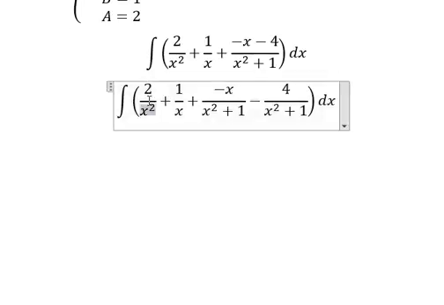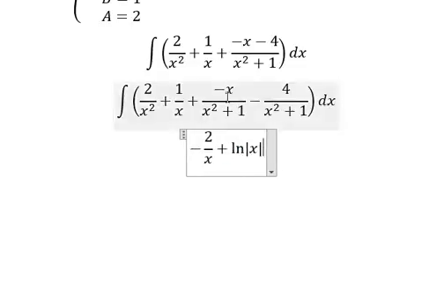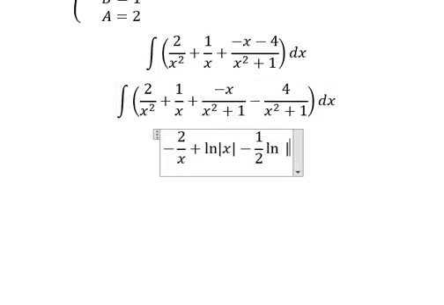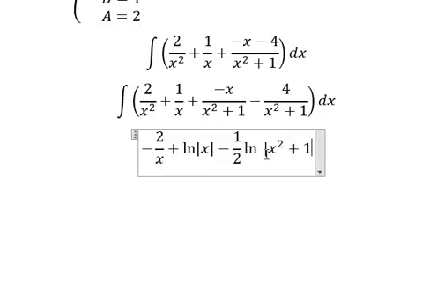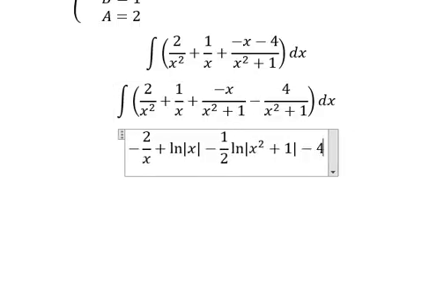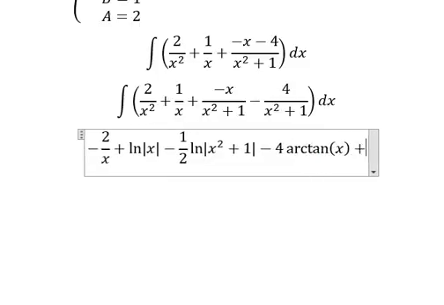The integration of this one, we have negative number 2 over s. The integration of this one, we have ln of the absolute value of s. The integration of this one, we have -1/2 ln of the absolute value of s squared plus 1. The integration of this one, we have negative number 4 arctan of s, and I will put plus c.